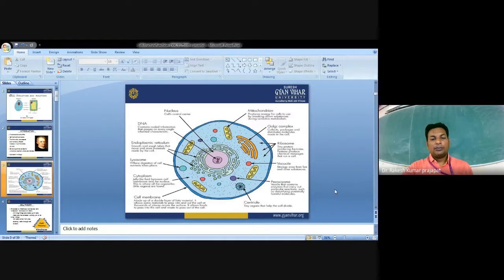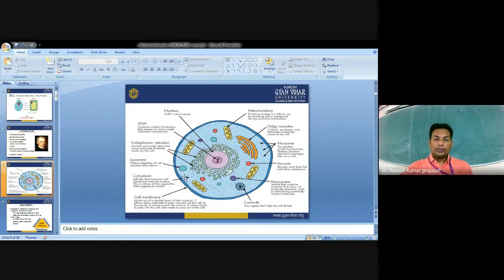It allows foods to pass into the cell and waste to pass out of the cell. Second is cytoplasm. Cytoplasm is a jelly-like fluid between the cell membrane and the nucleus. This is where all the vital organelles are found.